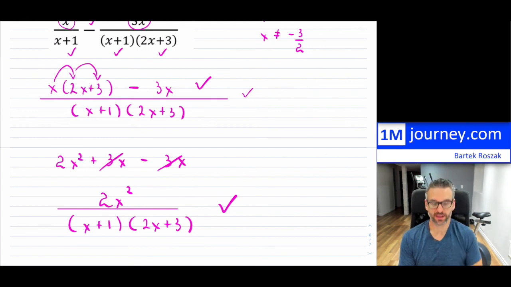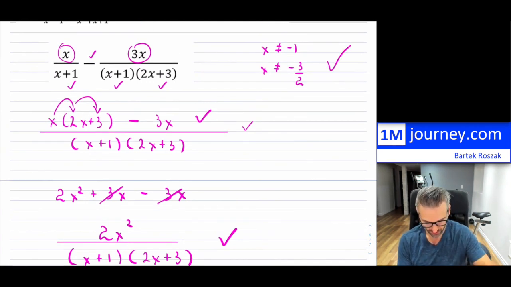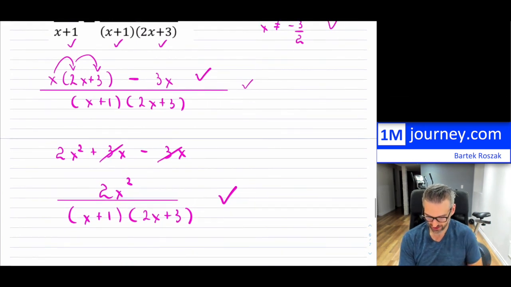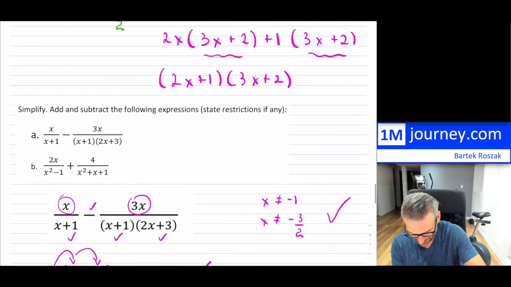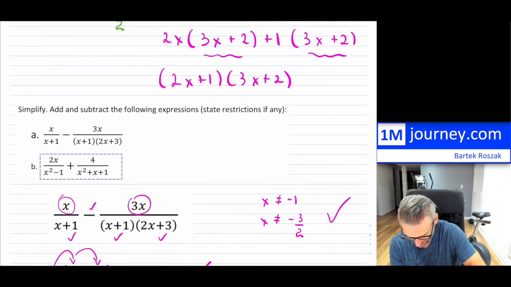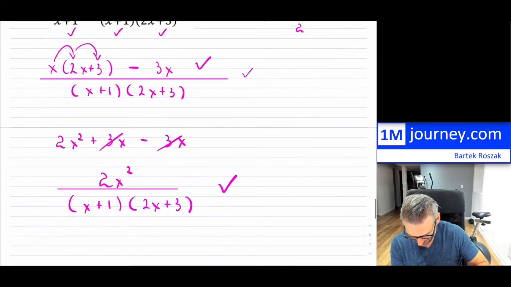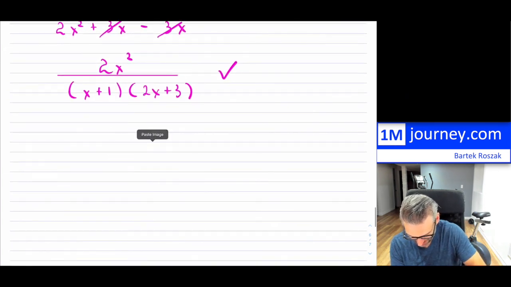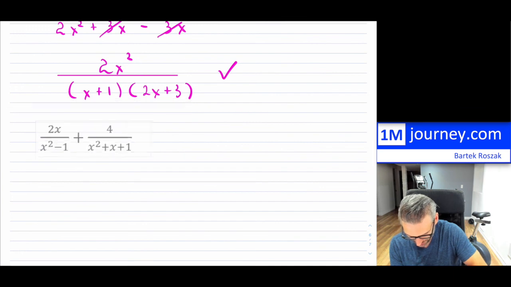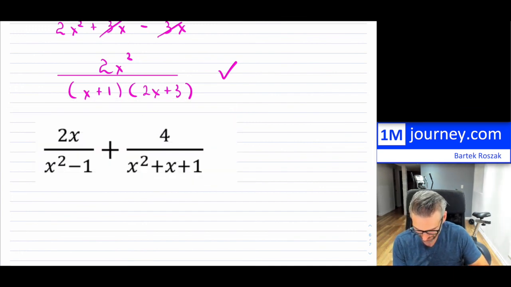All right, and then those would have been the original restrictions that we had. They actually do stick around at the end. So that's part A. Now for part B, let's see if that one is going to be nice or if it's going to be kind of ugly. Let's take a look. This is part B.